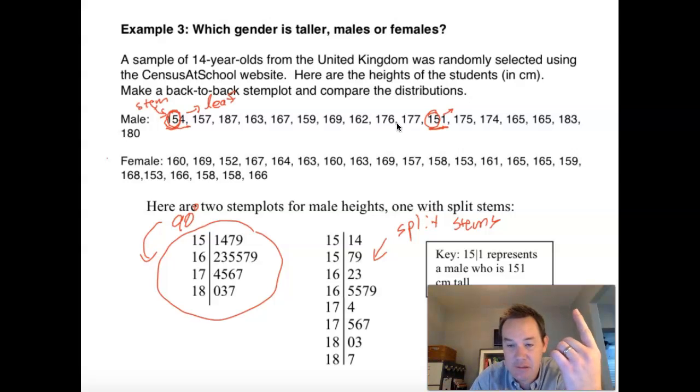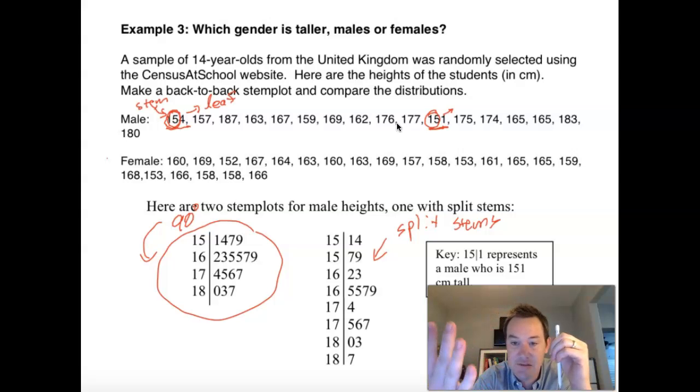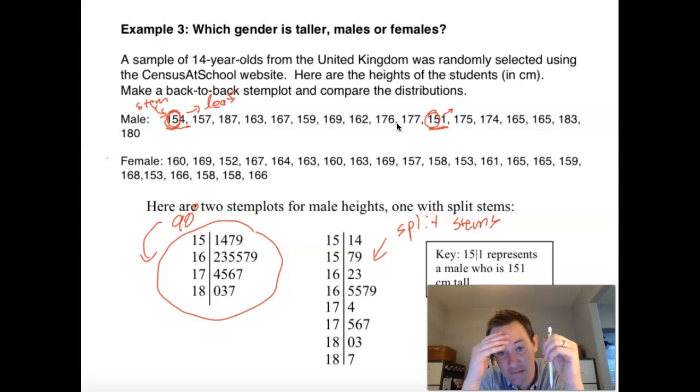They each have leaves. The lower stem will have leaves of 0, 1, 2, 3, and 4. And the other one will have 5, 6, 7, 8, and 9. So they each have 5 possible leaves. And all that does is kind of spread out the data and give you maybe a better look at what the true shape of the data is. All right, so that's split stems versus regular stems.